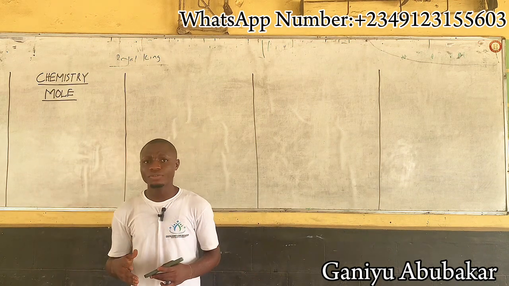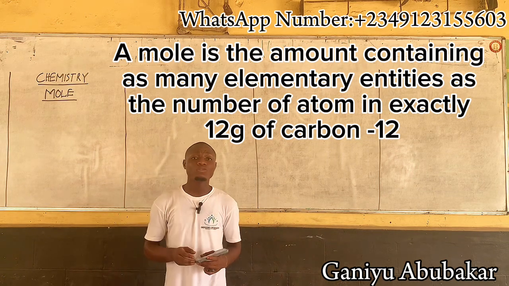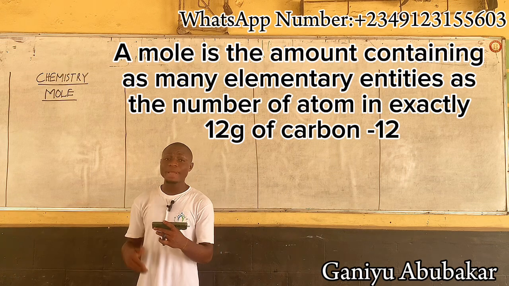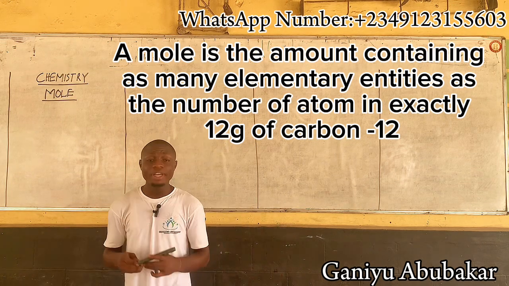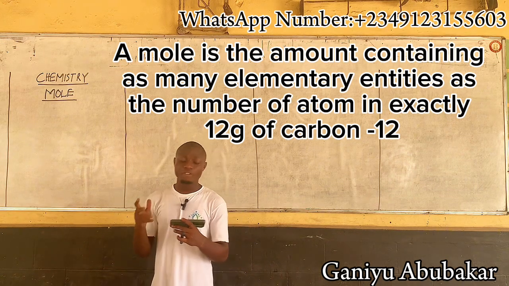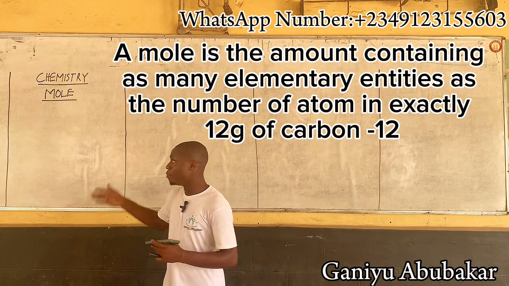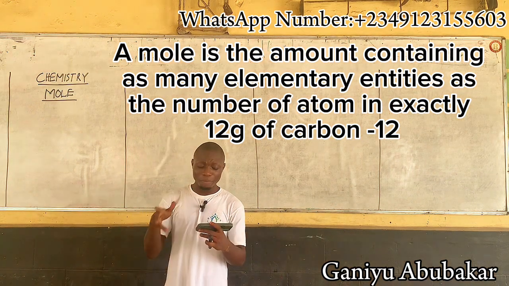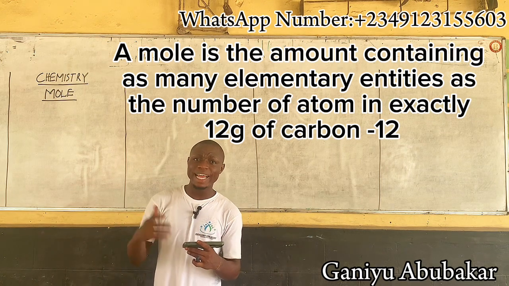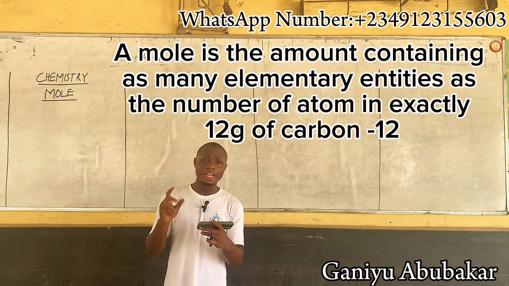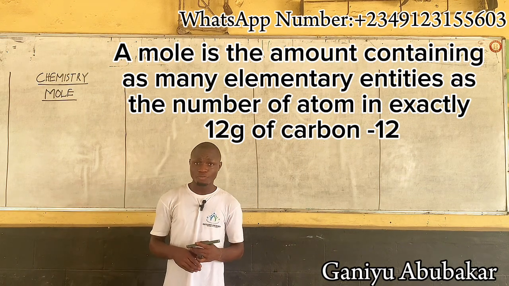By definition, a mole of a substance is the amount containing as many elementary entities as the number of atoms in exactly 12 grams of carbon 12. That's the definition of mole, right? A mole of a substance is the amount containing as many elementary entities as the number of atoms in exactly 12 grams of carbon 12.